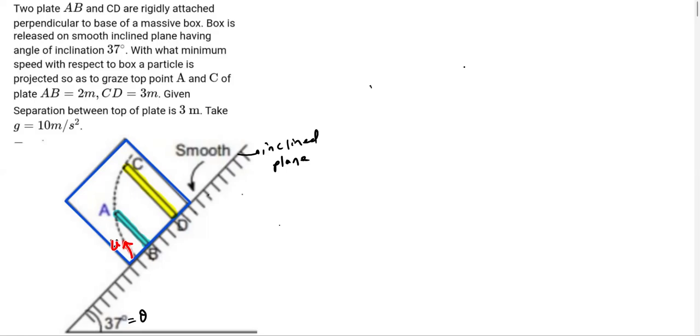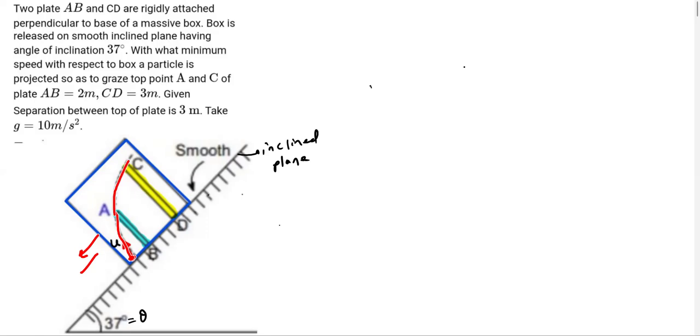with respect to the box, a particle is projected so as to graze the point A like this. It will move past A and C of the plates AB and CD. So what is the condition given? The condition given is when you project the particle from here with the speed u, at the moment you release the box, the box will start accelerating down, and the particle is projected at that instant from here. Then the particle should graze here and go like this.